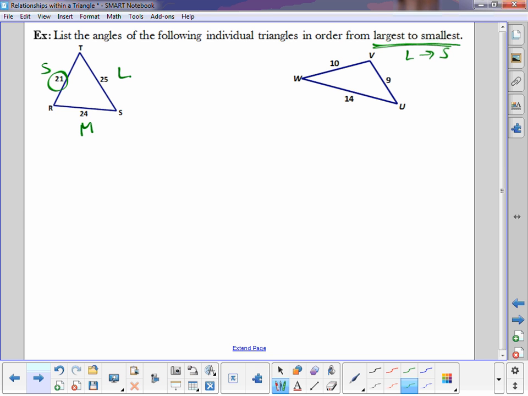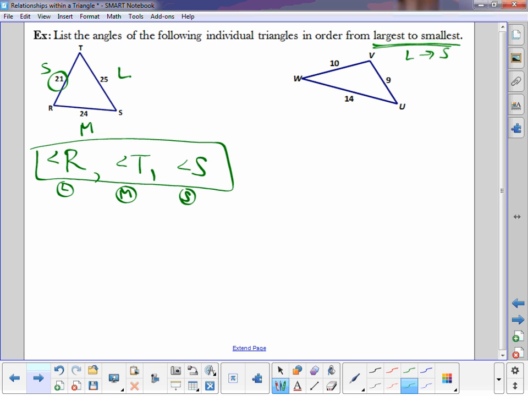Alright, so if TS is my largest side, what's going to be my largest angle? R. Angle R. Again, that's my largest. And then what is my medium angle going to be? Good. Angle T. And what's my small angle going to be? Angle S. Good. Now, you don't need to write this little LMS. If that helps you to put it in the proper order, by all means, go and do so.